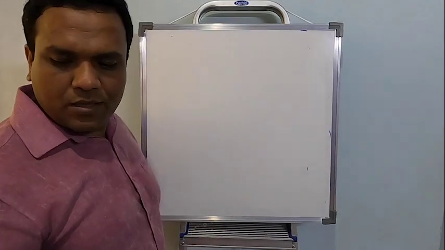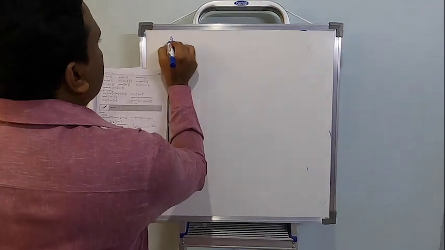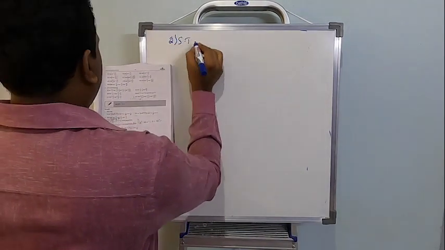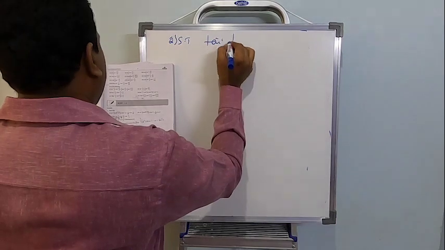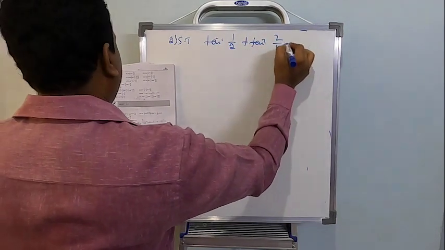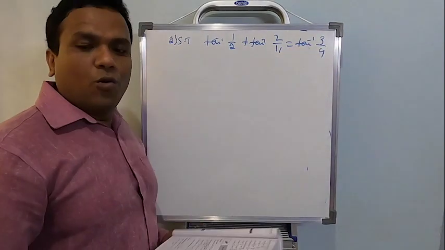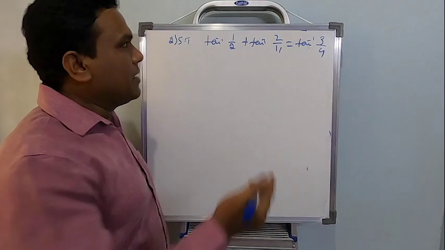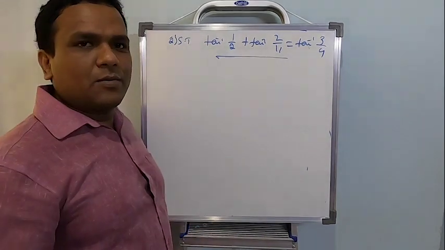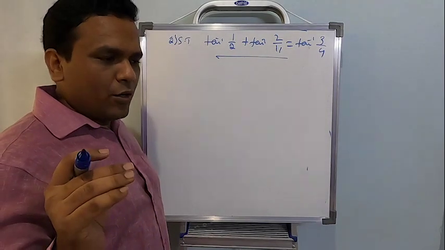So that was the first one. There were two main ones, and we did both. Second one: show that tan inverse 1 by 2 plus tan inverse 2 by 11 equals tan inverse 3 by 4. Now, who will find it difficult? Everyone will say, take up the LHS, apply tan inverse x plus tan inverse y, and you will get the required answer.